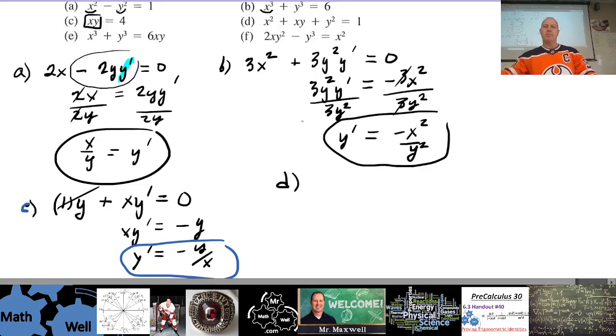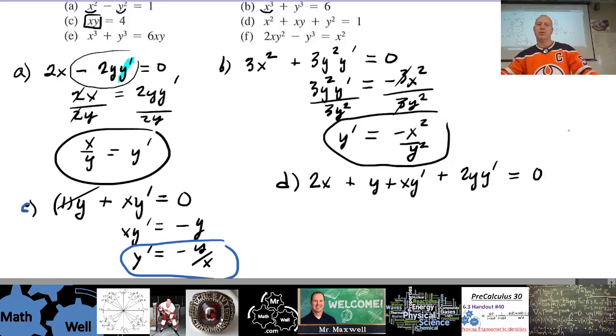Okay, D. So D is up here. The derivative of x squared is just 2x. The derivative of xy, well, we just did that. So that's going to be 1 times y plus x times y prime, product rule, plus 2y to the power of 1 times y prime equals 0. Derivative of 1 is 0.